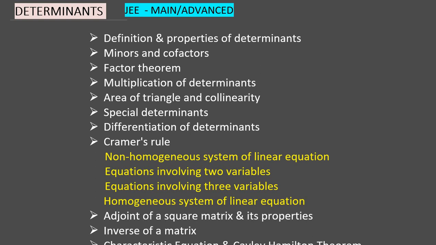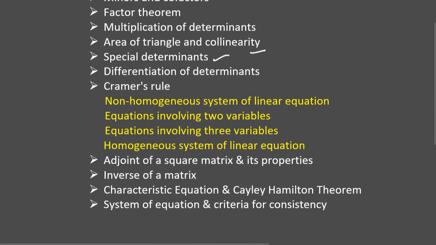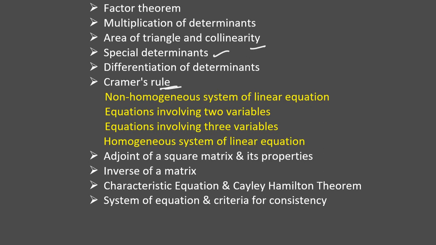In this video we are going to see the definition of a determinant, the properties of determinants, minors and cofactors, the factor theorem, multiplication of determinants, area of a triangle and collinearity, a simple topic, the special determinants, differentiation of determinants, Cramer's rule and the consistency of linear equations, adjoint and its properties, inverse, characteristic equation and Cayley-Hamilton theorem, and system of equations and criteria for consistency.